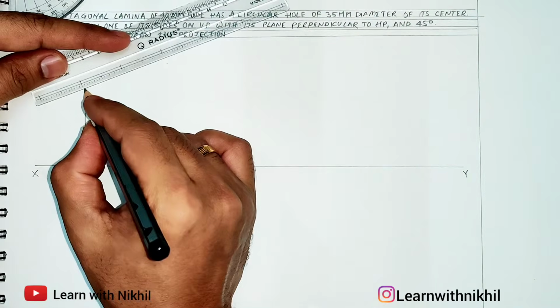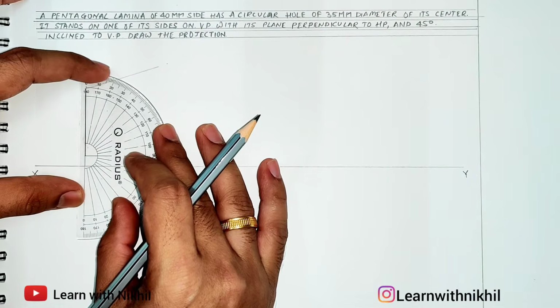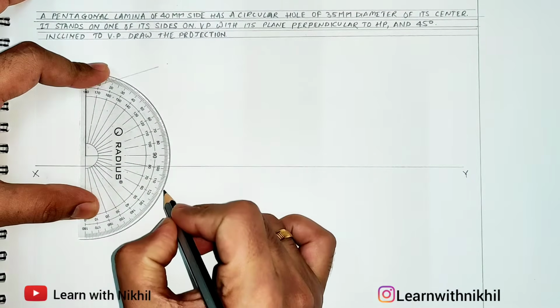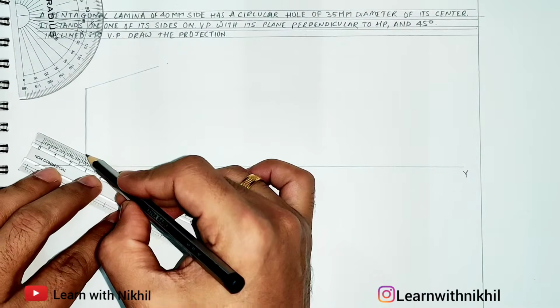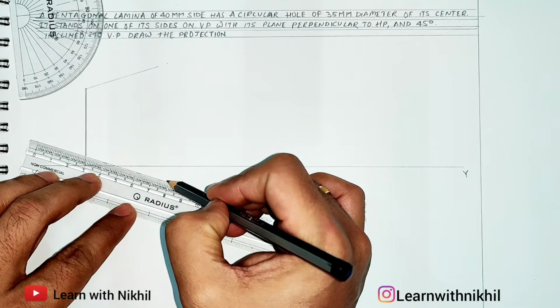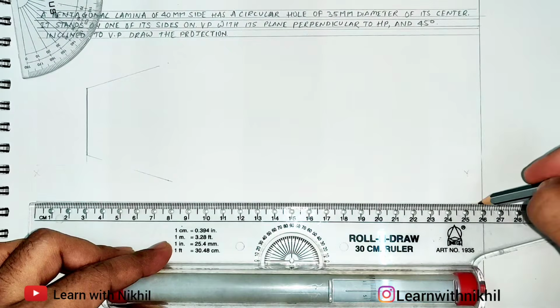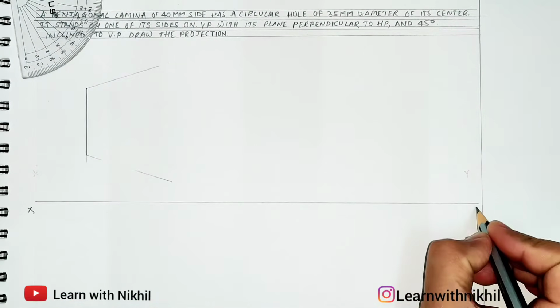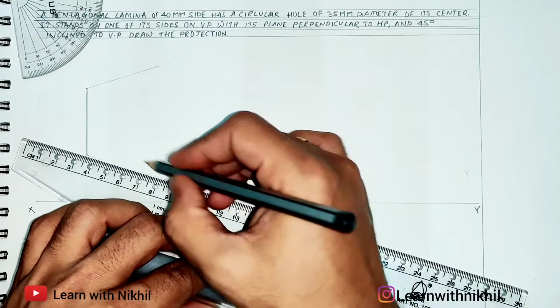So this is the 108 degree angle, draw a light line. From here also mark an angle of 108 degree. Draw the light line. Now, as you can see, this center line is overlapping, so I just move this line downward so that the pentagon will be properly in the front view or the upper vertical plane.